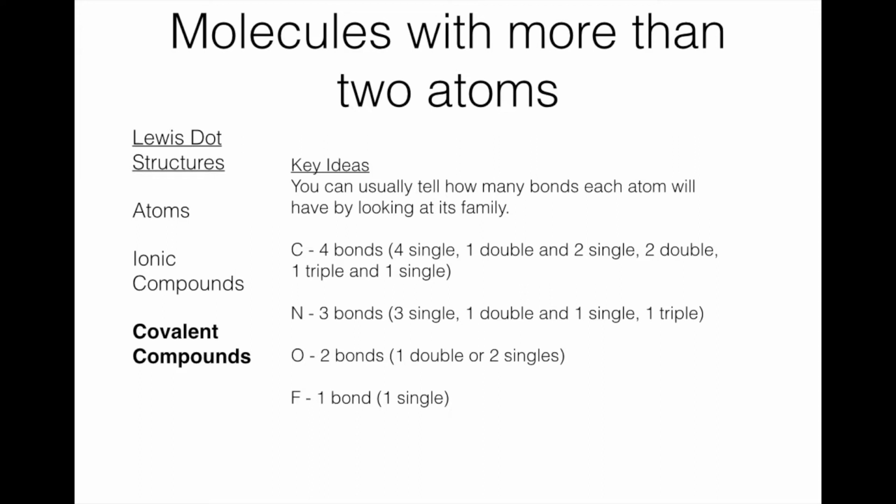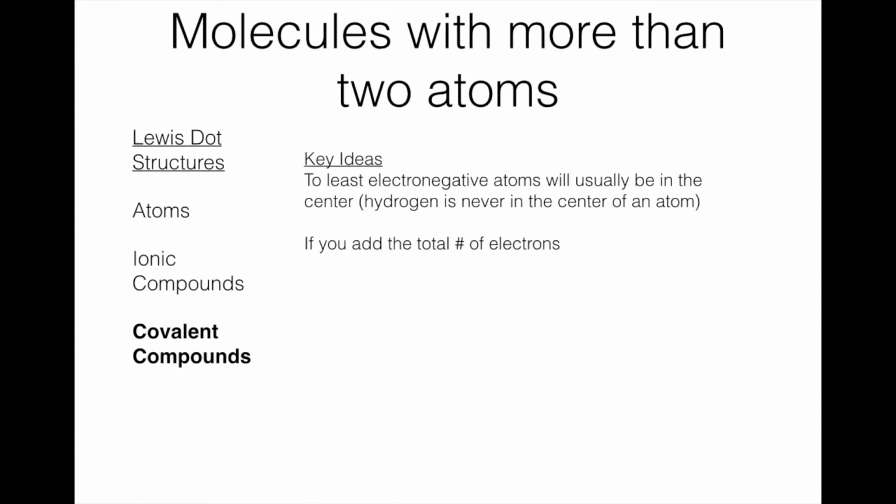If we go in the other direction, you'll see the same trends. The boron family likes to have 3 bonds. The beryllium family typically makes ionic compounds, but sometimes you'll see 2 bonds to beryllium. When we're drawing molecules with more than 2 atoms, a general rule is that we always put the least electronegative atom in the center. Hydrogen can never be in the center because hydrogen can only have 2 electrons around it at most.